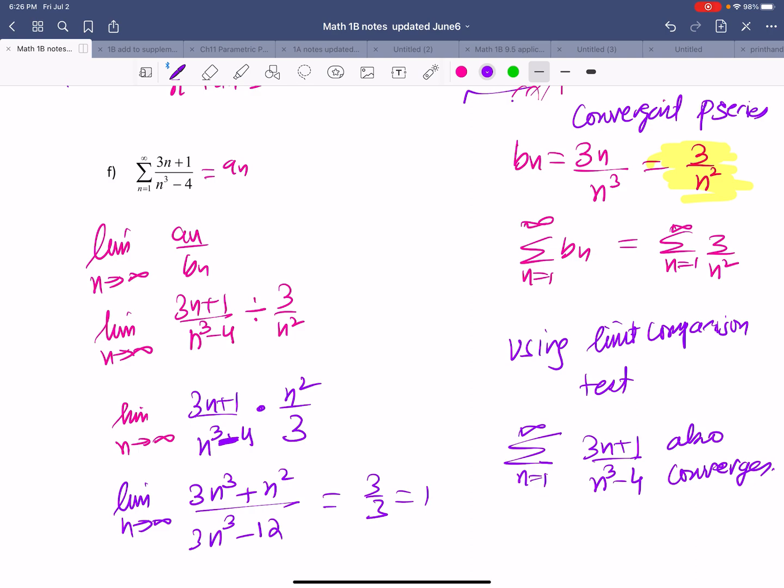In this video we talked about the direct comparison test and the limit comparison test. When you're doing the limit comparison test, you want to find a bn that is simpler, and if the limit of an over bn as n goes to infinity turns out to be a finite, non-zero number, then both series converge or they both diverge.